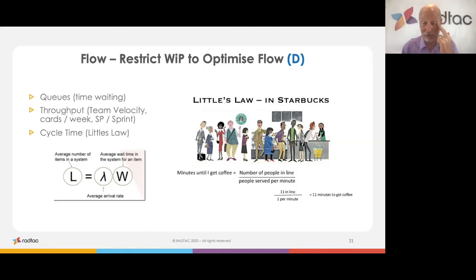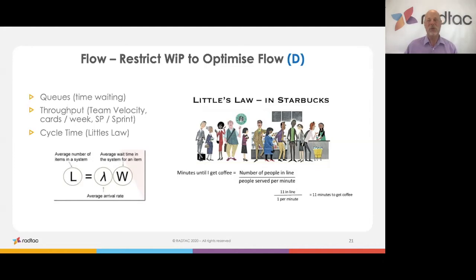So looking at Little's law in Starbucks, for example, hopefully a nice easy example. Minutes until I get coffee is basically going to be equal to number of people in line over people served per minute. So if there's 11 people in line, and it takes 1 minute for each of those people to be served, then obviously it's going to take 11 minutes to get the coffee. So it's a way of measuring the flow.